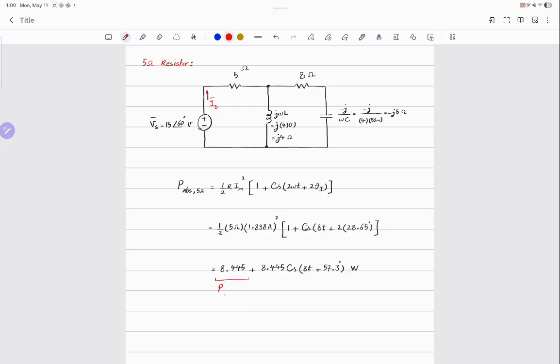This is P average absorbed by 5 ohm. Any problem? Okay.